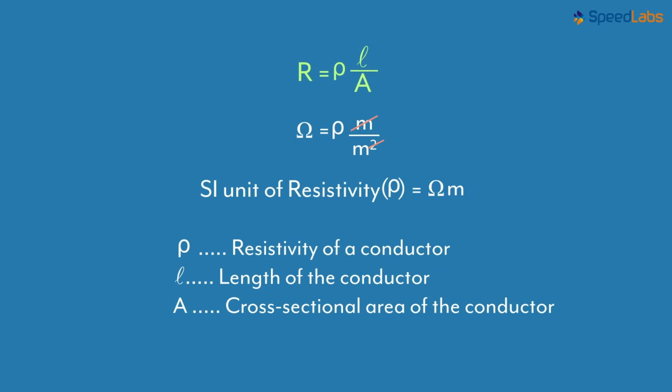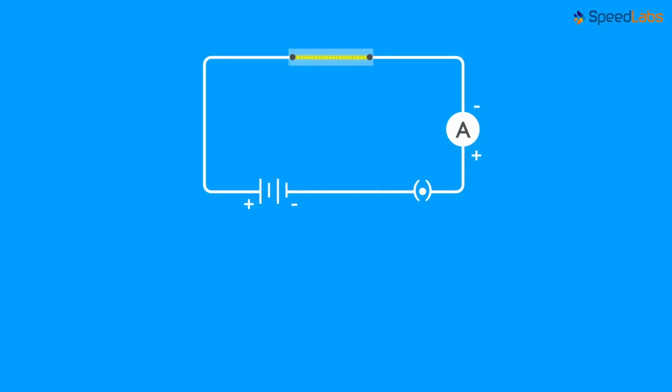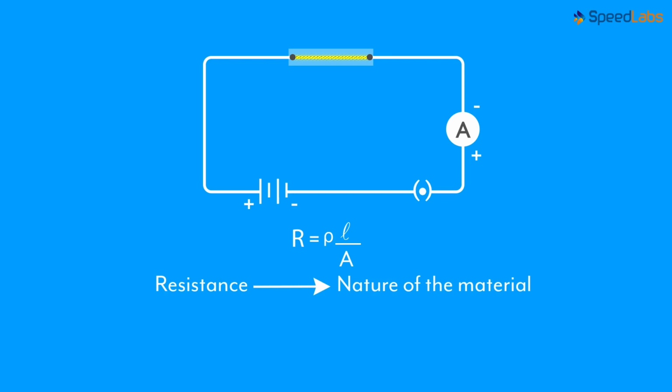But before we end this video, let's quickly review what we learned. The resistance of a conductor is directly proportional to its length and inversely proportional to its cross-sectional area. And it also depends on the nature of the material. If the material has low resistivity, its resistance will be lower, and if it has more resistivity, its resistance will be higher.